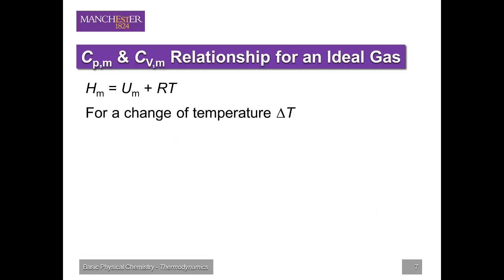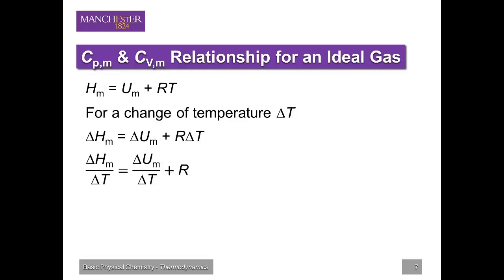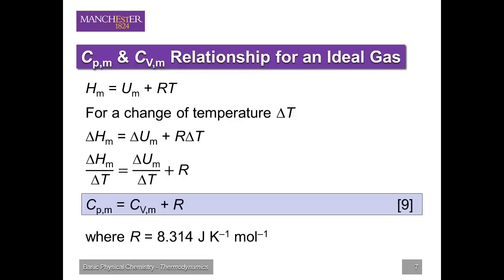If we now assume a change of temperature, delta T, then the molar enthalpy and molar internal energy will change according to delta H molar equals delta U molar plus R delta T. Dividing through by the change of temperature, delta T, yields delta H molar over delta T equals delta U molar over delta T plus R. But from equations 7 and 8, this gives Cp molar equals Cv molar plus R, where R is 8.314 joules per Kelvin per mole. This equation is given as equation 9.